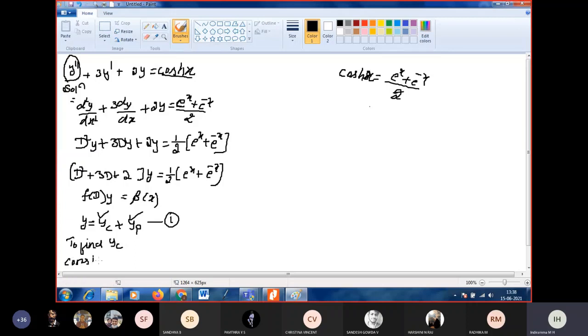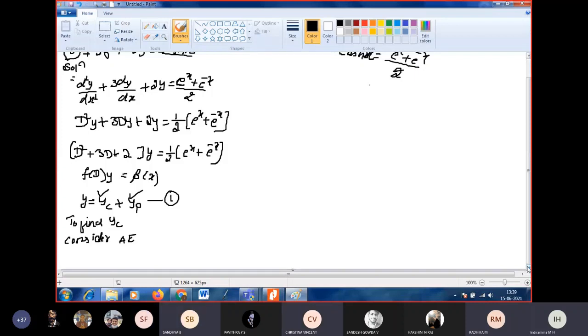consider the auxiliary equation. What is the auxiliary equation for this? We have f of d, right? So in f of d, just replace d by m, then equate to 0. That is m square plus 3m plus 2 is equal to 0. Compulsorily you should write 0.